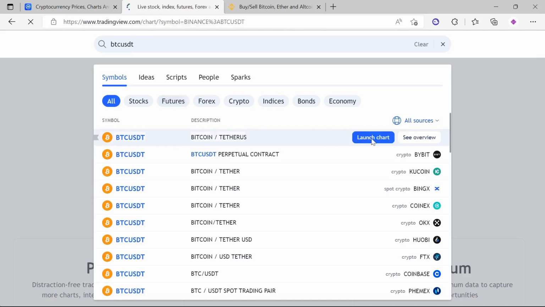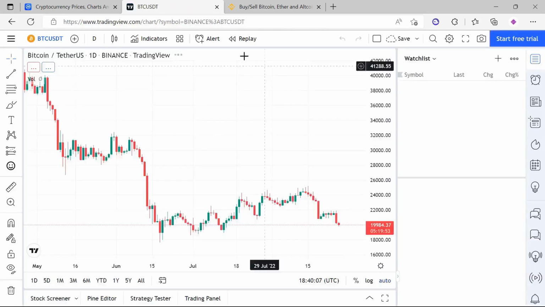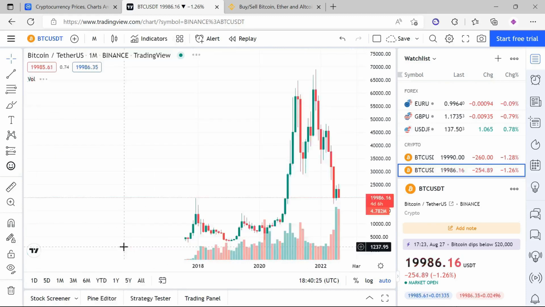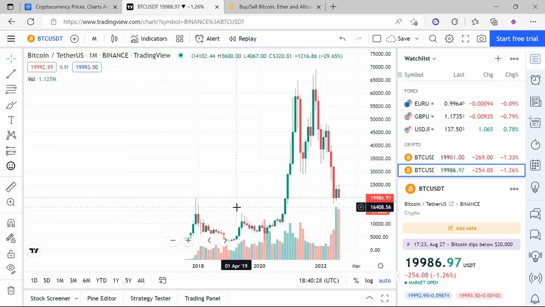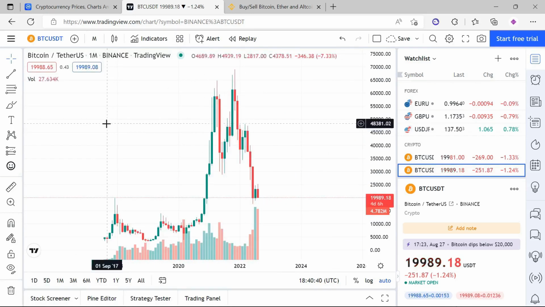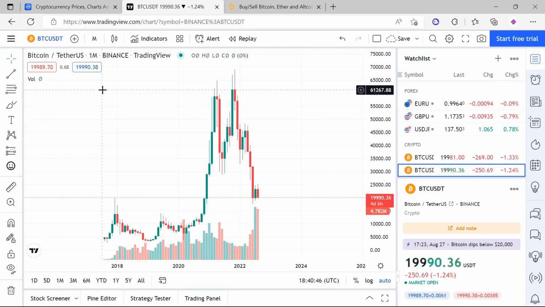We'll change from the daily view to monthly view. This is what BTC has been doing since 2017 when it was launched. So this is what TradingView looks like, and this is what the BTC monthly chart is.